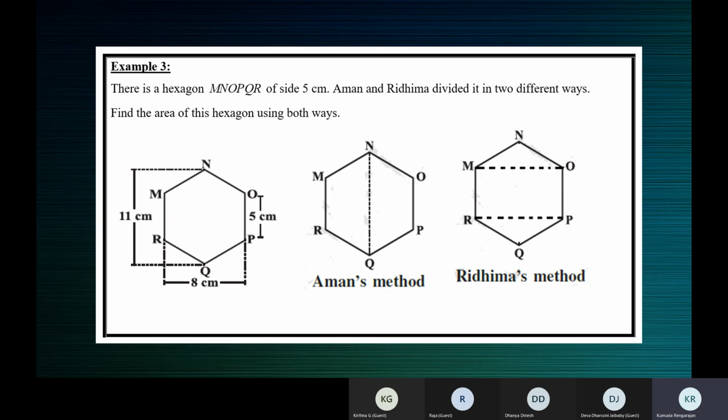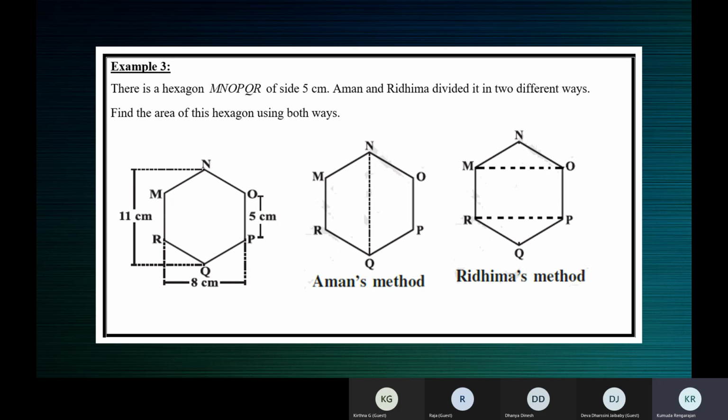There is a hexagon MNOPQR. A hexagon is a six-sided polygon. A polygon made up of six line segments is called a hexagon, so there will be six vertices: M, N, O, P, Q, R. There is a hexagon MNOPQR of side 5 centimeters, meaning all the six sides measure 5 centimeters.